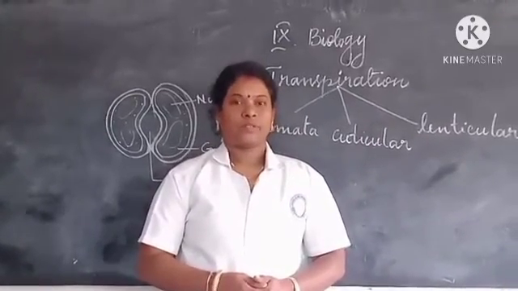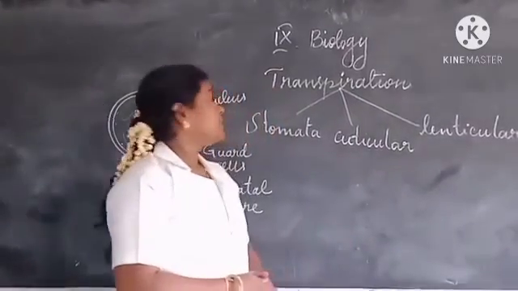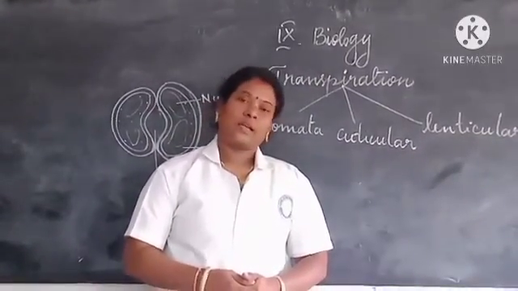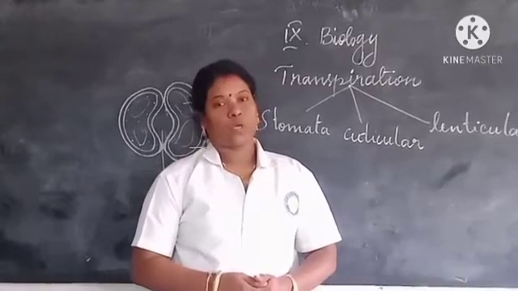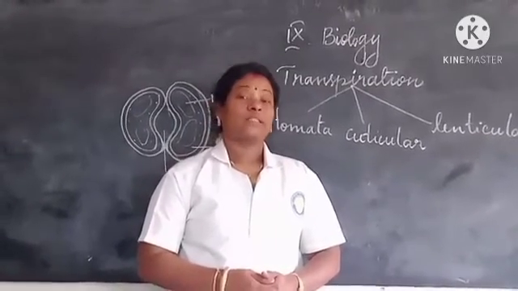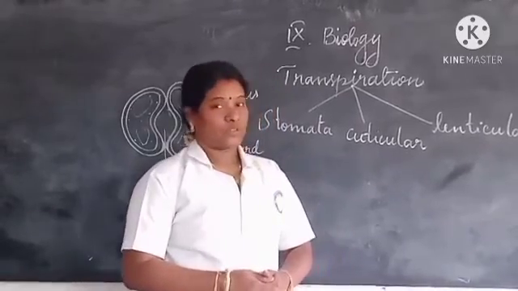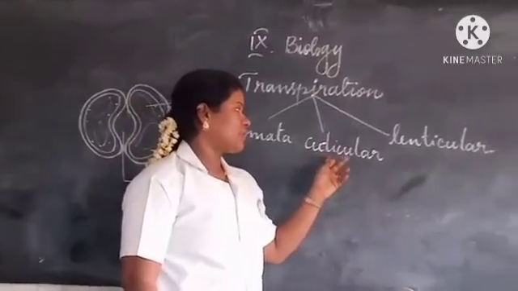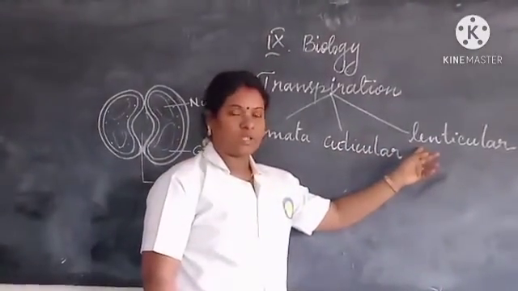Today you will learn about an interesting topic: transpiration. What is meant by transpiration? The loss of water in the form of water vapor from the aerial parts is called transpiration. Transpiration can be classified into three types: stomatal transpiration, cuticular transpiration, and lenticular transpiration.